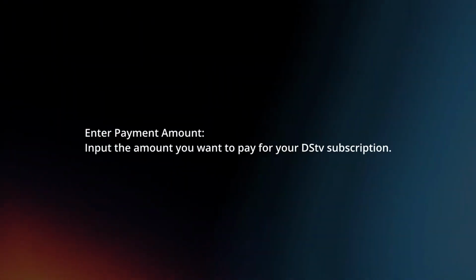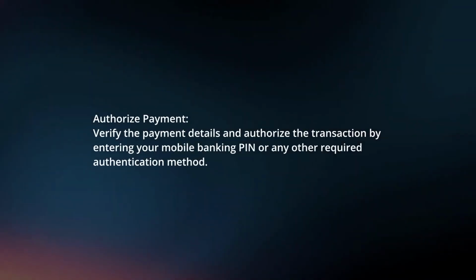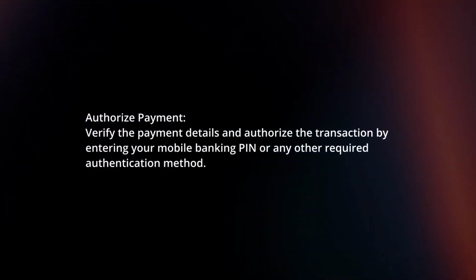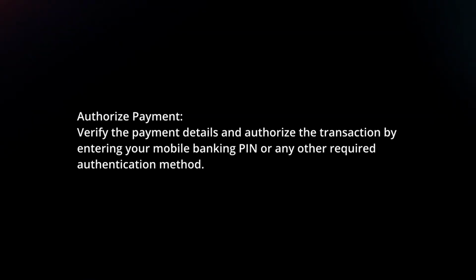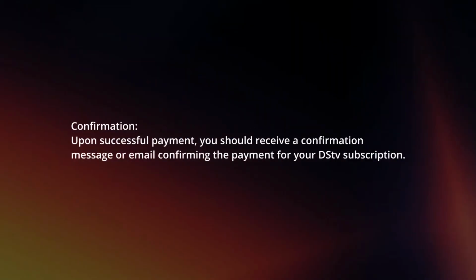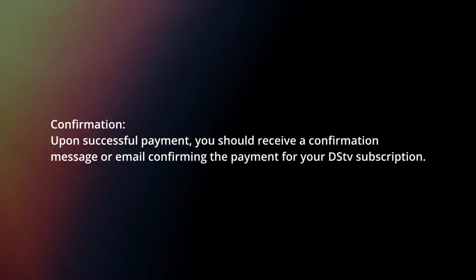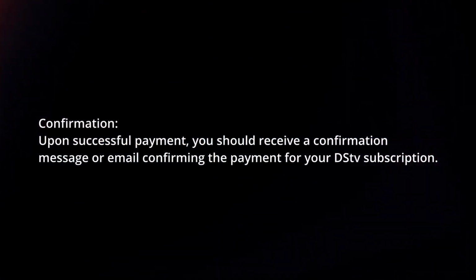Enter payment amount. Input the amount you want to pay for your DStv subscription. Authorize payment. Verify the payment details and authorize the transaction by entering your mobile banking PIN or any other required authentication method. Confirmation. Upon successful payment, you should receive a confirmation message or email confirming the payment for your DStv subscription.